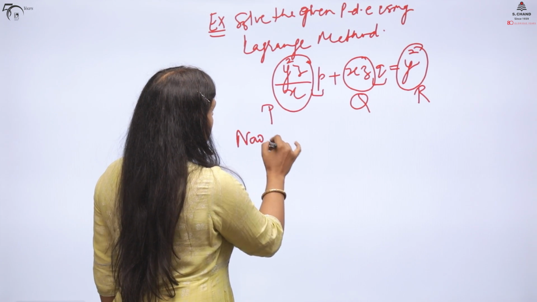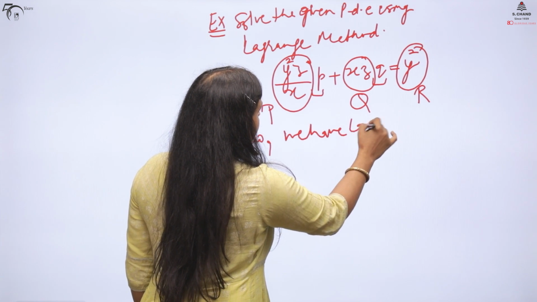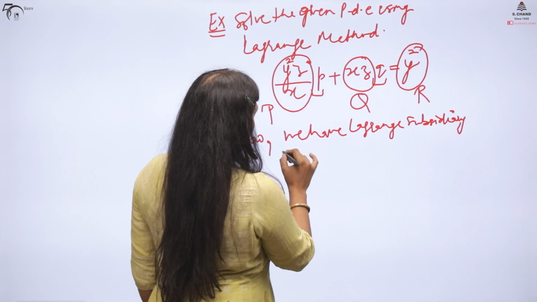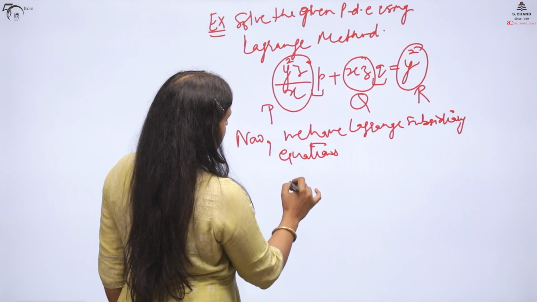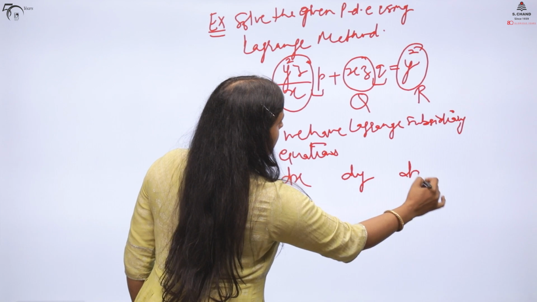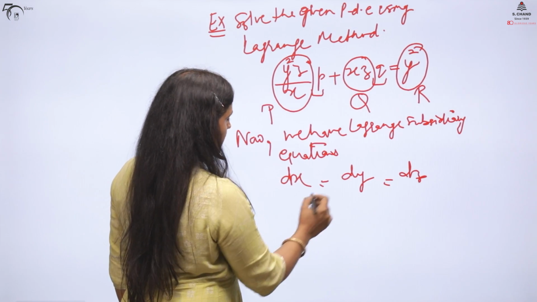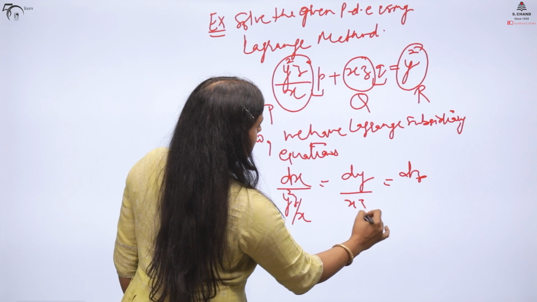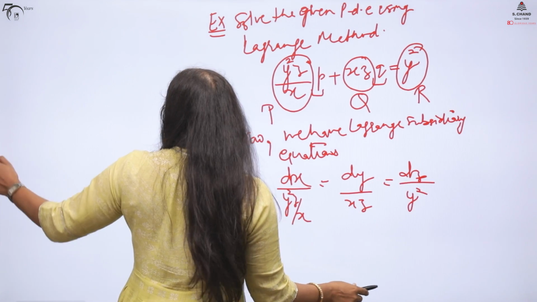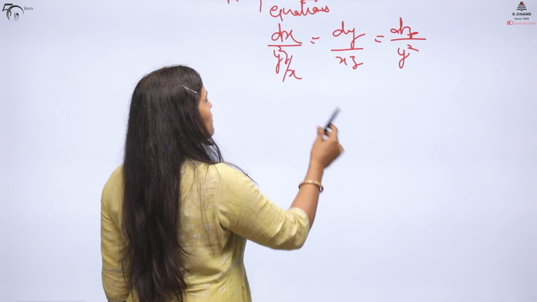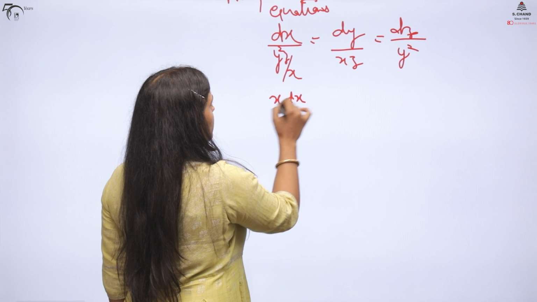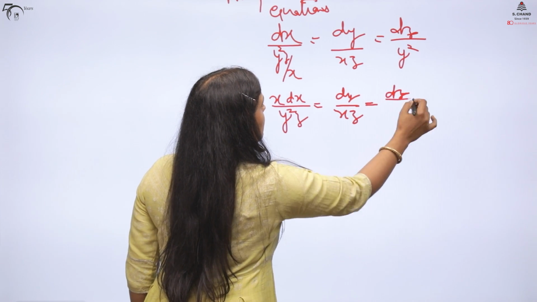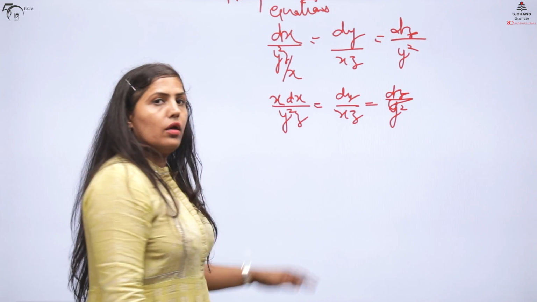Now after this we have Lagrange subsidiary equations, and the equations are dx, you will write dy, dz. You can see in your question also x, y, z are there. So P is y square z upon x, this is xz, this is y square. Now just simplify a little bit, just take this x in the numerator. Finally we have these two equations.